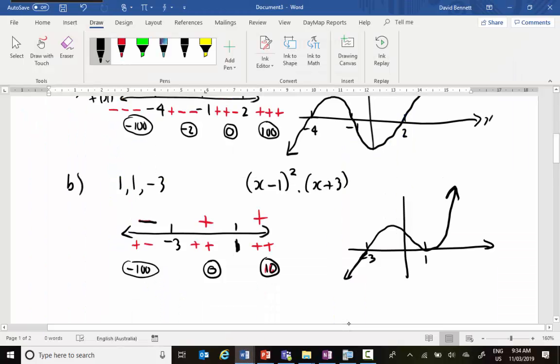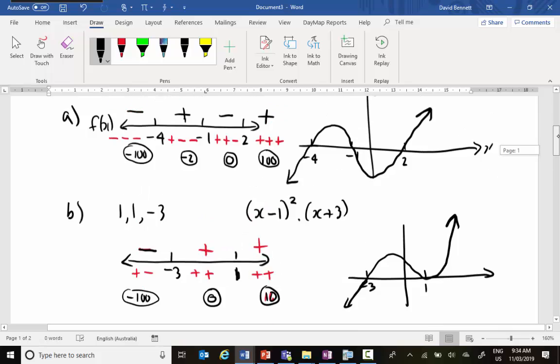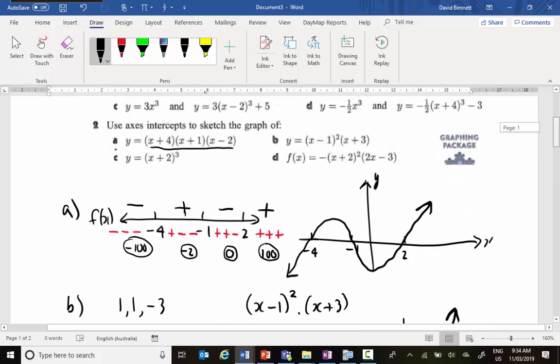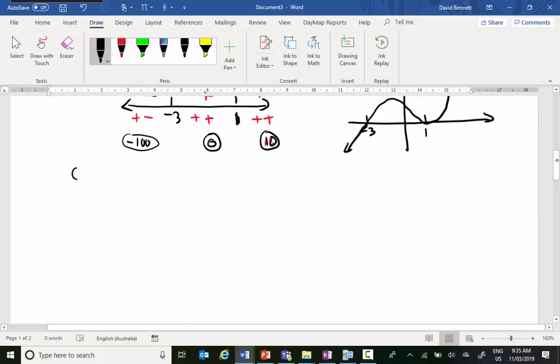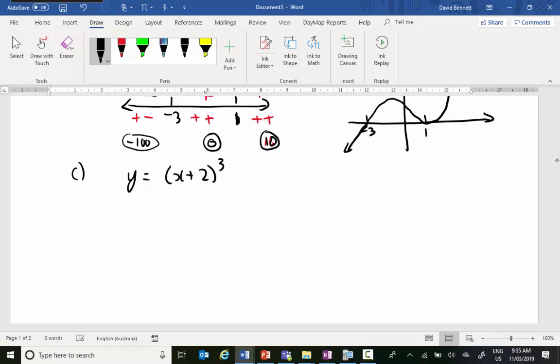Alright, the last one I'm going to do is part C. Part C is we've got x plus 2 cubed. So you might go, oh, that looks a bit scary. So y equals x plus 2 cubed. Well, what we've got there is a repeated root at -2, -2, -2. So when I do my sign diagram, that's okay.